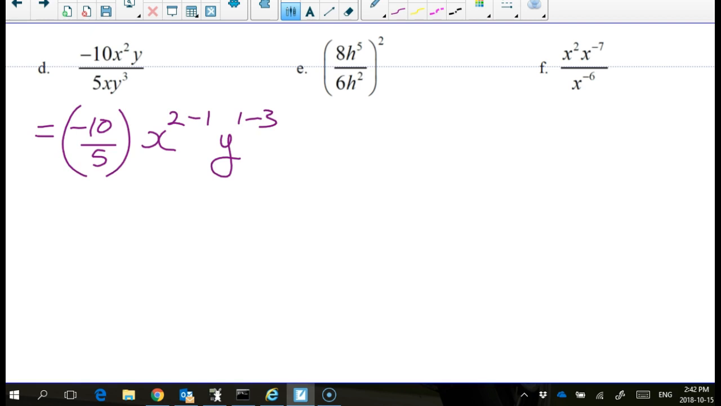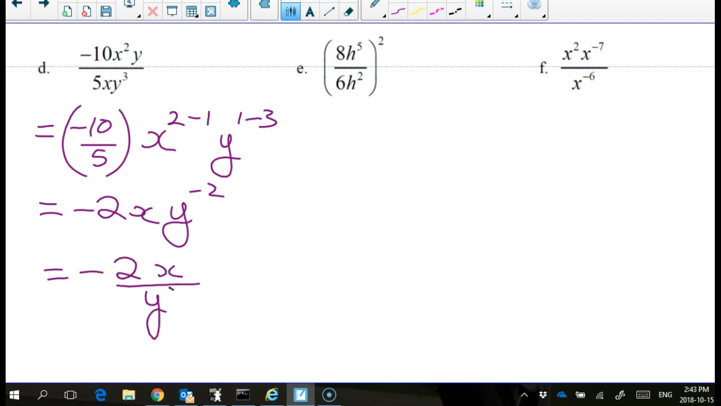So first I'm just separating out the numbers. So it's -10 divided by 5. X, it's a quotient, so we go power 2 minus 1, and then we go y to the 1 minus 3. This gives me -2, x to the 1, y to the -2, which says it's -2x over y squared.